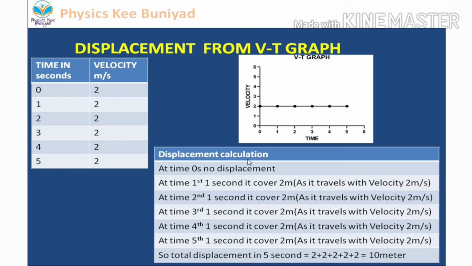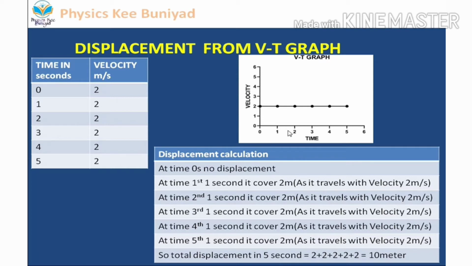Then let us discuss the displacement. Initially, when time is 0, there was no displacement, but in the first 1 second it covered 2 meter, because its velocity is 2. So in the first 1 second it covered 2 meter.